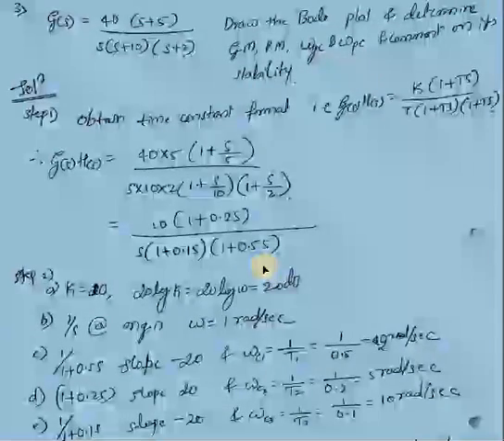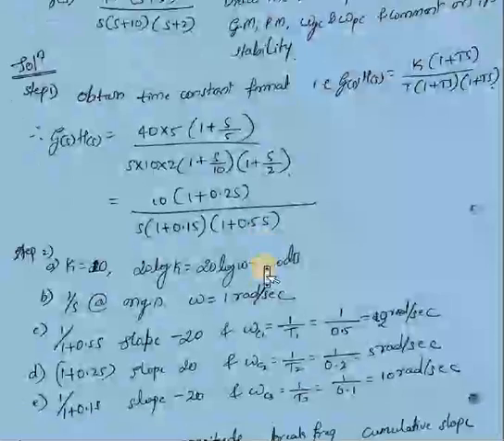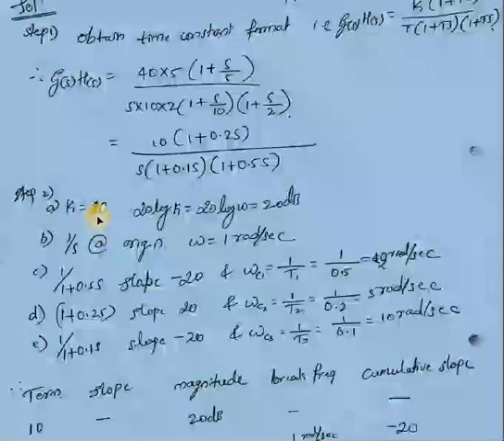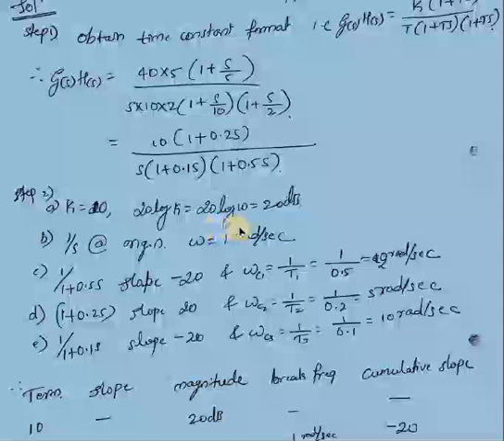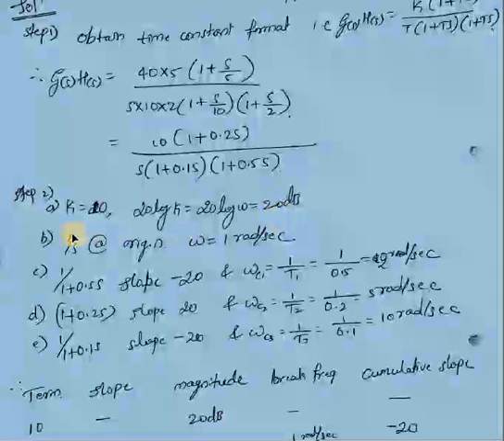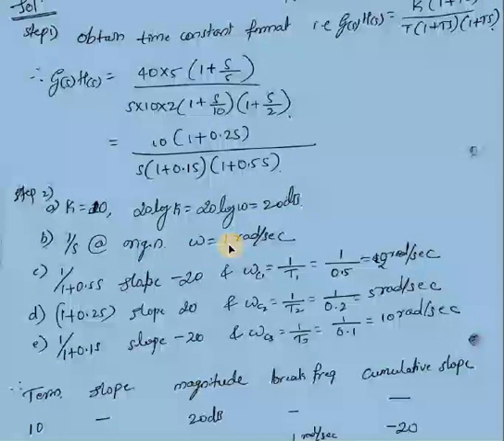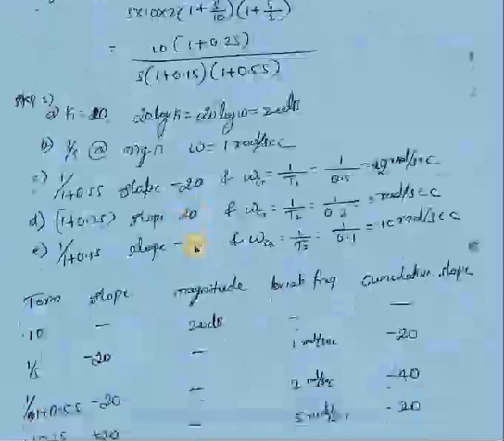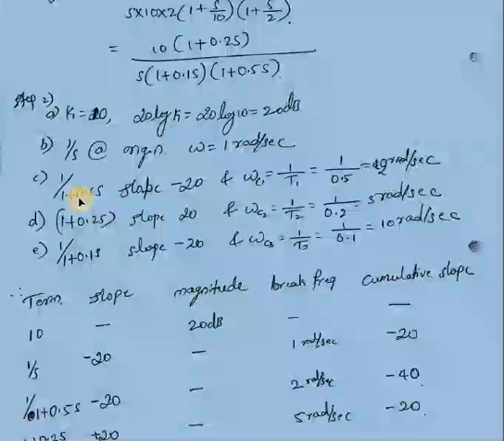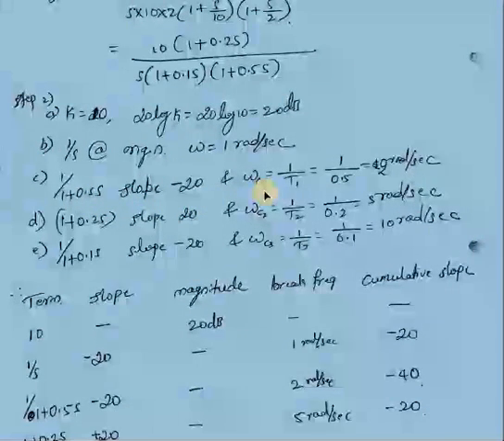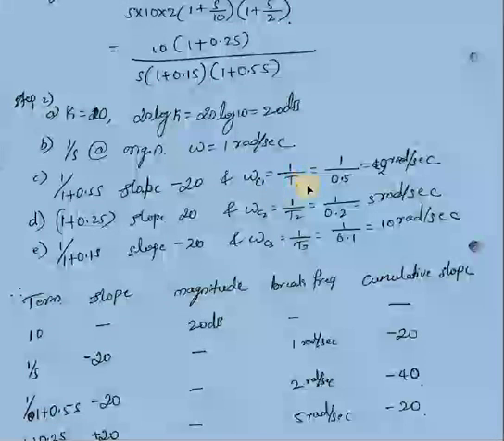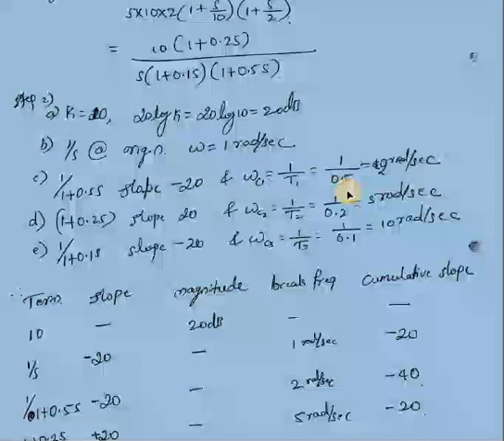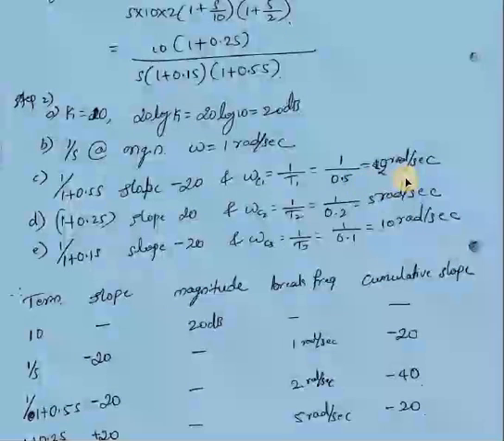The second step, you need to identify the factors. So here the K value is 10, so 20 log K, that is 20 log 10, will be 20 dB. And 1/s is a simple pole at the origin, whose frequency will be 1 radian per second. Then the second pole is 1/(1 + 0.5s), slope will be minus 20, and omega c1, that is the first break frequency, will be 1/T1, which is equal to 1/0.5, which is equal to 2 radian per second.